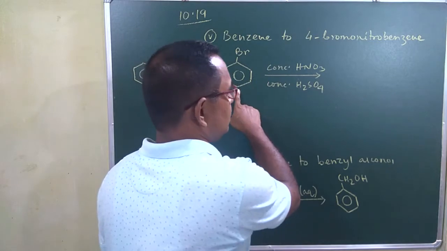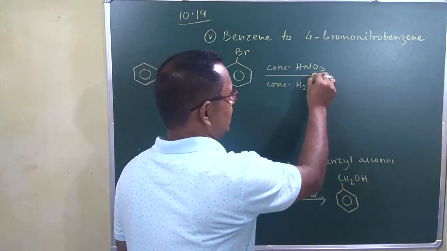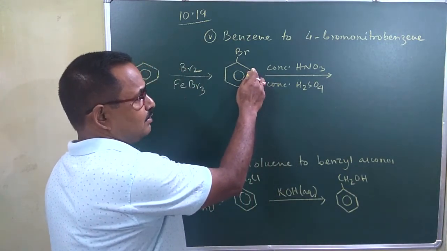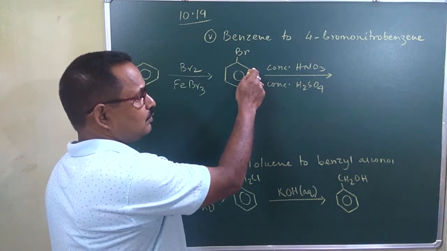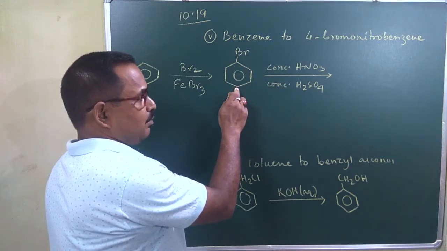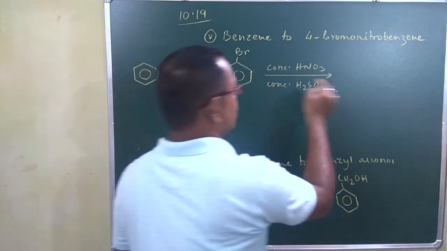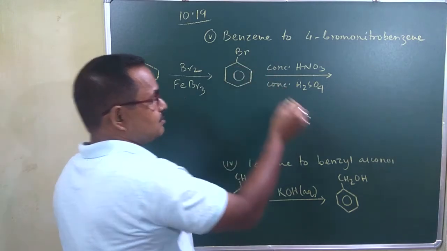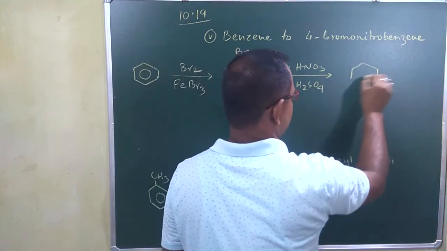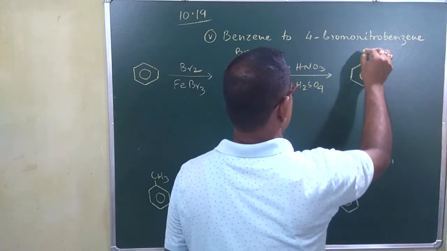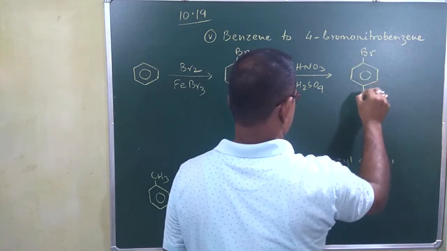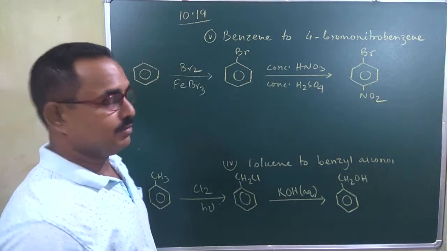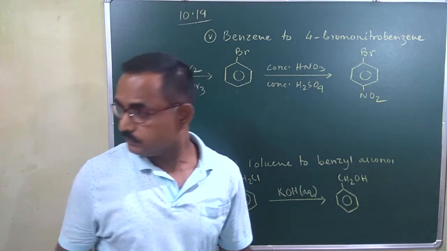Now bromobenzene will be treated with a mixture of concentrated HNO3 and concentrated H2SO4 at elevated temperature. Bromine is an ortho-para directing group, so the incoming electrophile, that is the nitro group, will enter either to this position, ortho position means position 2, or to this position, para position, that is position 4. But para substitution is usually the major substitution. So we'll have this compound as the major product.